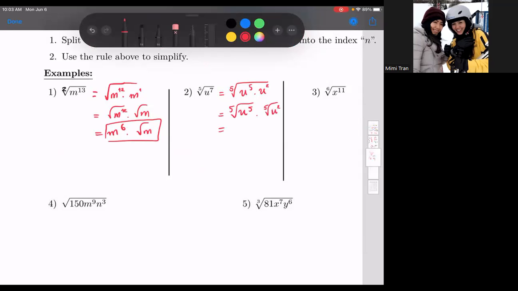So the first one is u. Do I need absolute value? It's an odd index, so no, right? With an odd index, you're okay, you don't have to worry much. And then the 5th root of u squared. Nothing you can do about it.